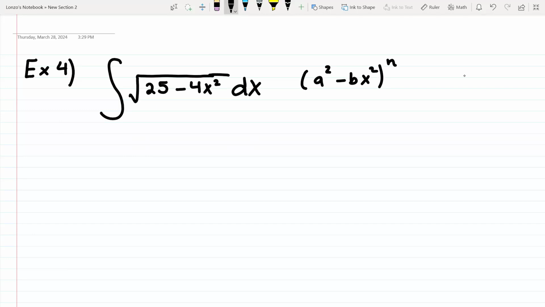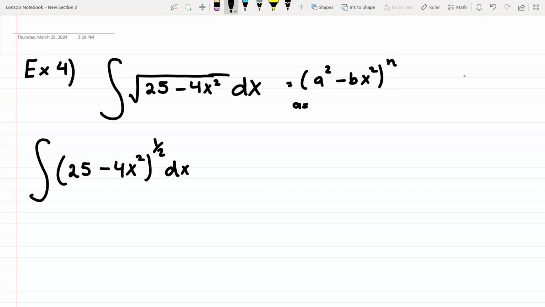If you want, you can rewrite this as a power. So you can rewrite the problem as parentheses 25 minus 4x squared raised to the 1/2 times dx, right? Because x to the 1/2 is the same thing as the square root of x. So if our rule applies to this, I believe our a value will be 5 and our b value is going to be 2.